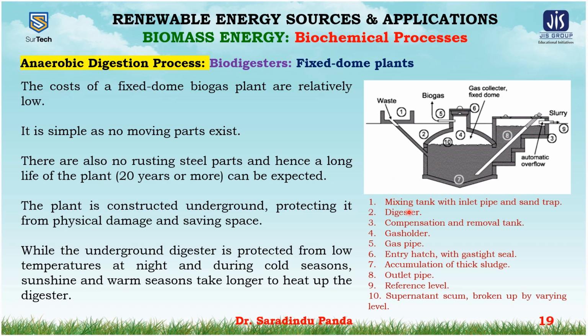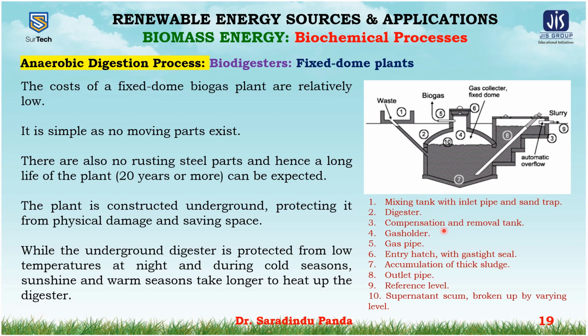Number one, shown in the figure, is the mixing tank. The cow dung is collected from the shed and mixed with water in equal proportion, 1:1, to make a homogeneous mixture in the mixing tank. Number 2 is the digester. The fed slurry is subjected to anaerobic fermentation with the help of the microorganisms inside the digester.